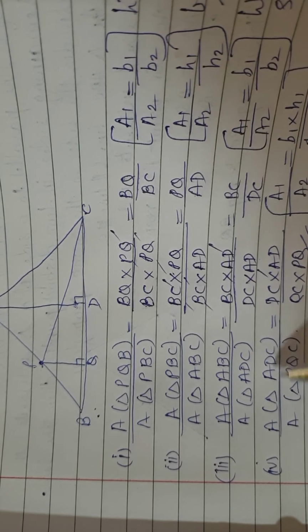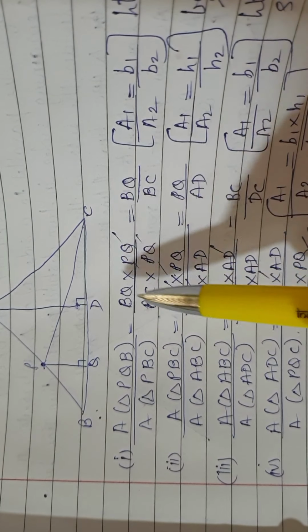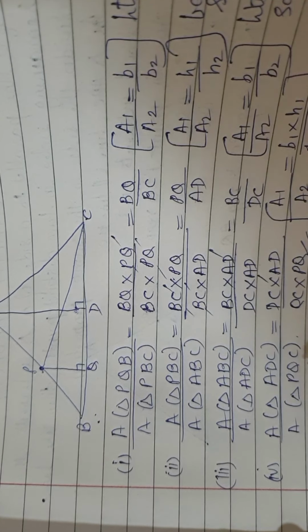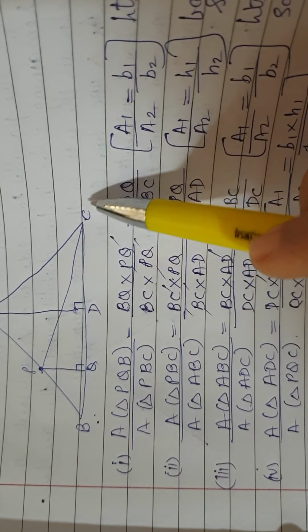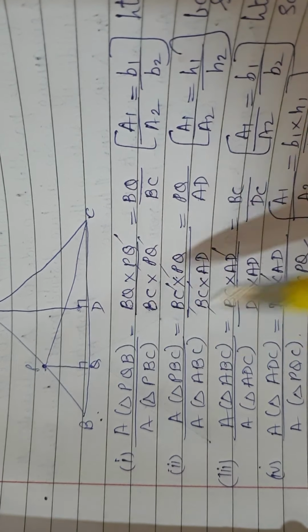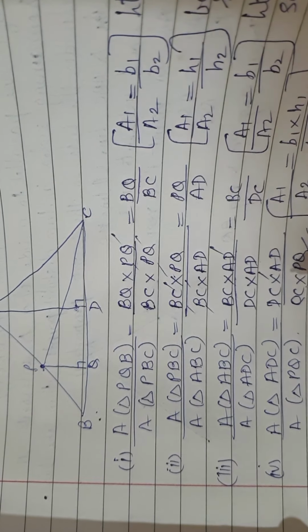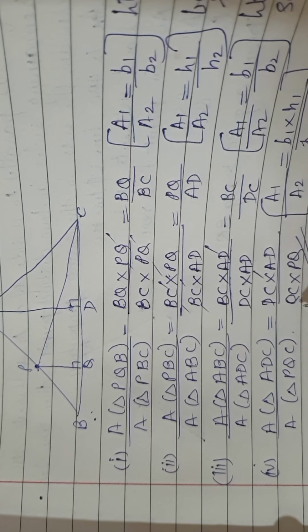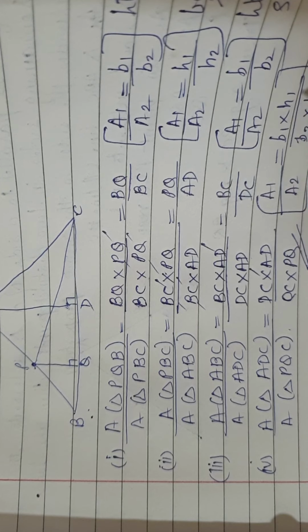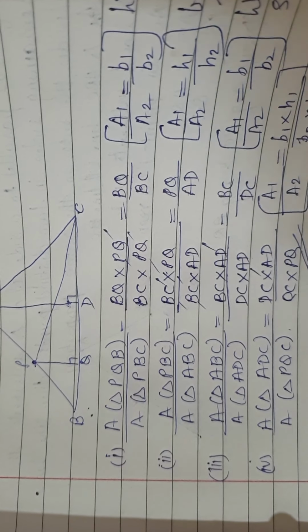Then ADC. Move your hands. ADC, where DC is the base and AD is the height. Then PQC. The base is QC and the height is PQ. So यहाँ पे कुछ भी नहीं कट हो रहा है. So first property is this DC into AD upon QC into PQ. So A1 upon A2 is B1 into H1 upon B2 into H2.